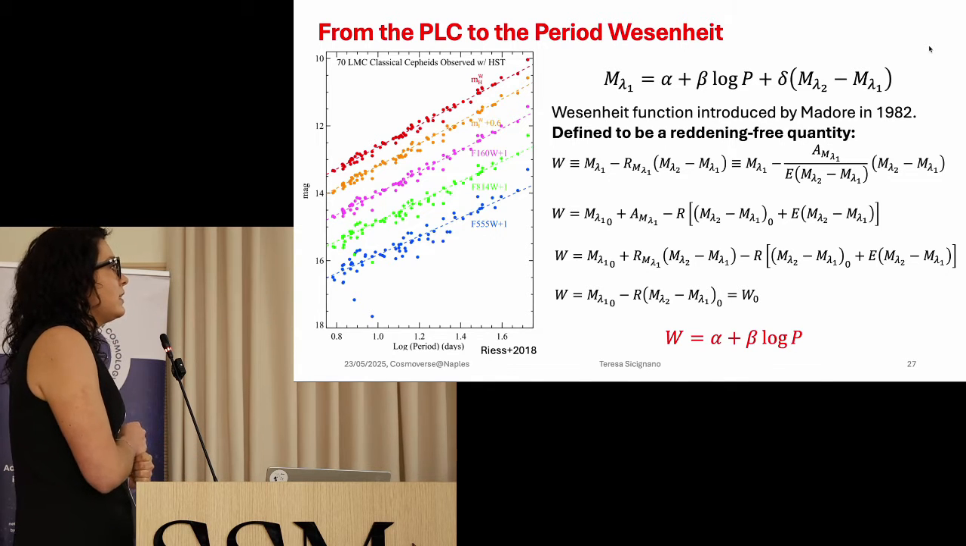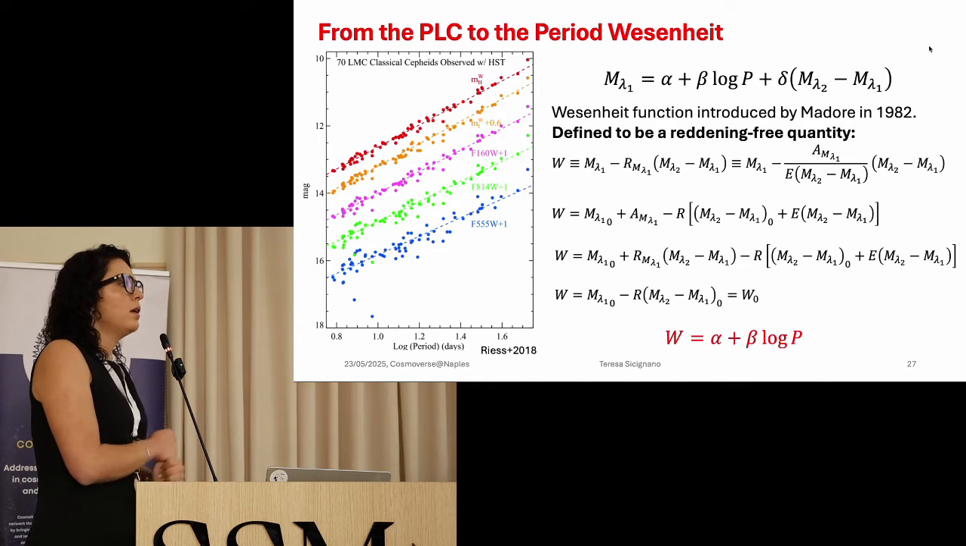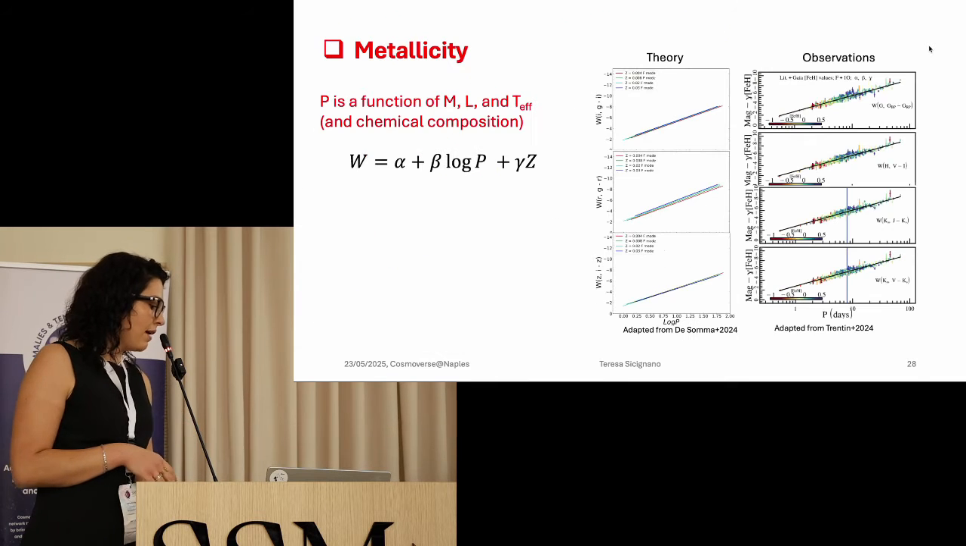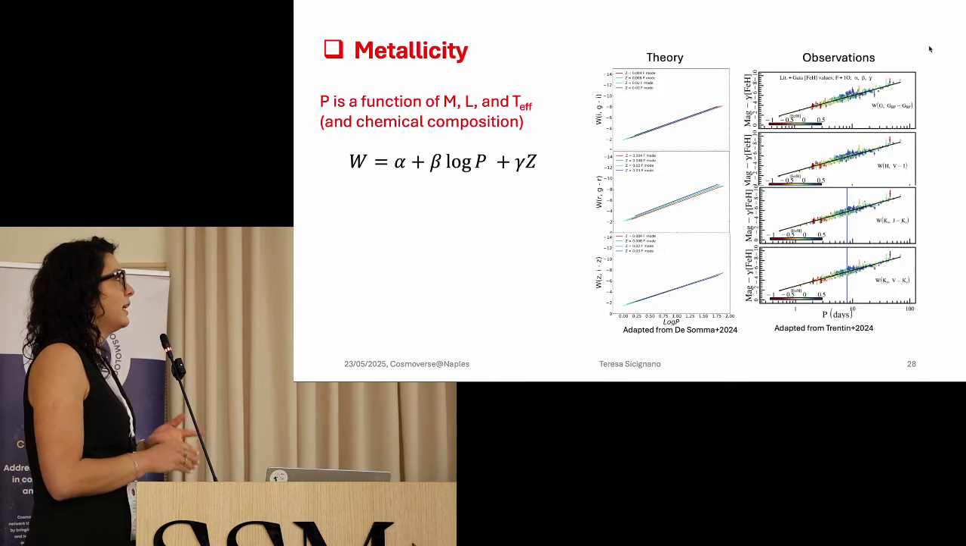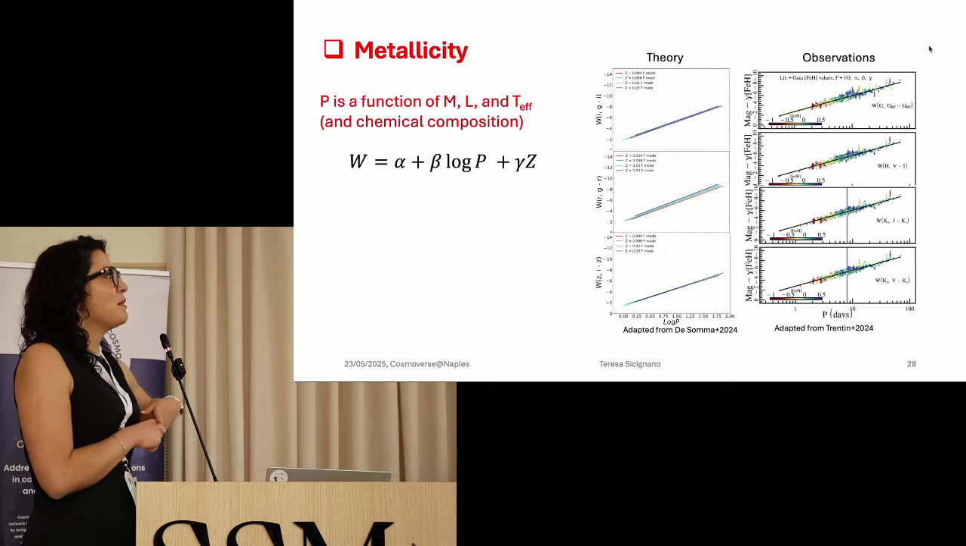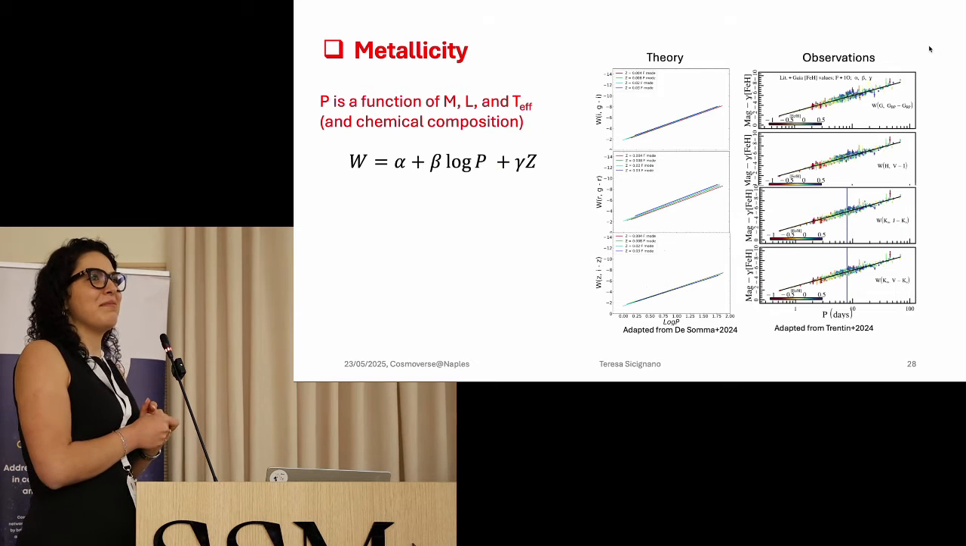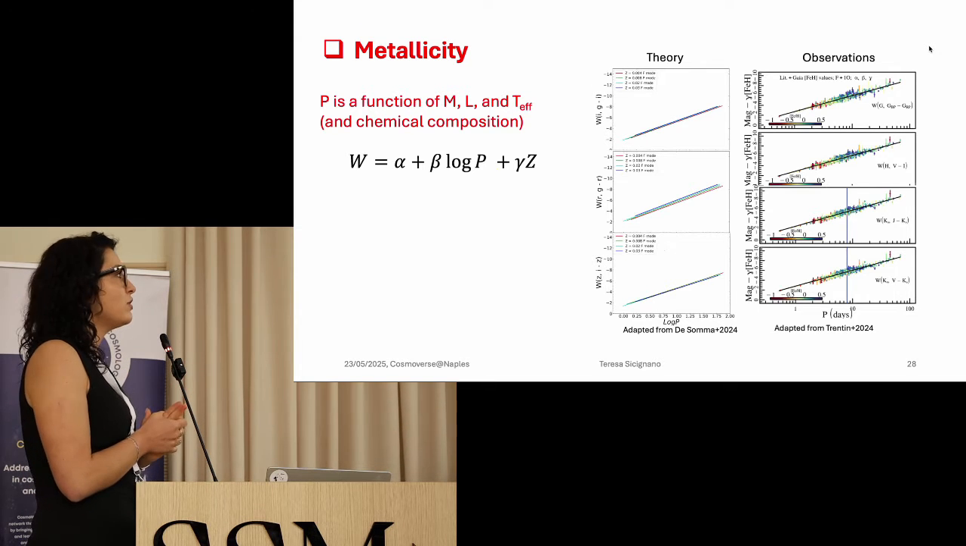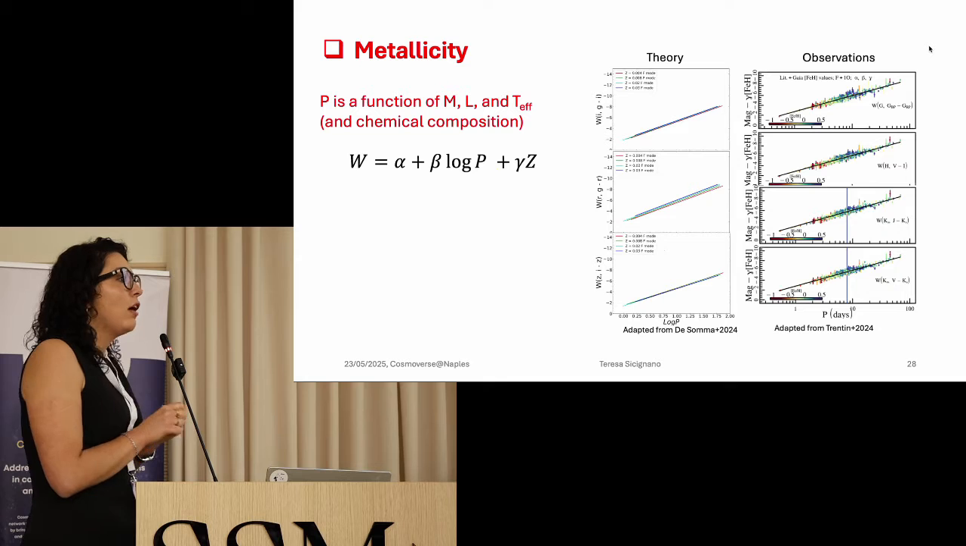So the period-Wesenheit relation is a win-win because it solves the problem of the width of the instability strip and the problem of extinction, but we have the last problem, that is the metallicity. As I told you, we were missing a gamma term, and this gamma term is used to define how much the metallicity of a star influences its path to the instability strip.